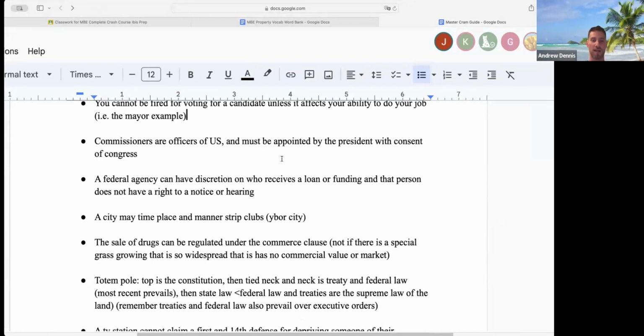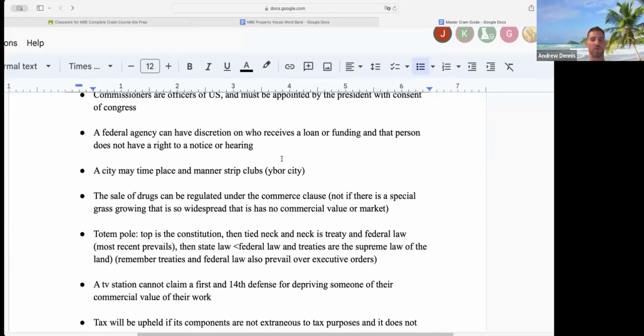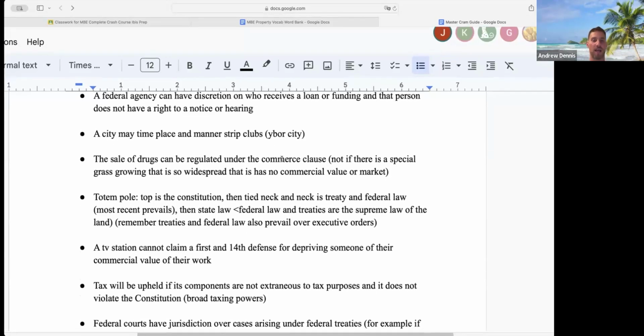Commissioners are officers of the U.S. and must be appointed by the president with consent of Congress. A federal agency can have discretion on who receives a loan or funding, and that person does not have a right to a notice or hearing. Like if you applied for a loan and didn't get it, that doesn't give you a right to a notice or a hearing. A city may have time, place, and manner restrictions on strip clubs, like Ybor City.